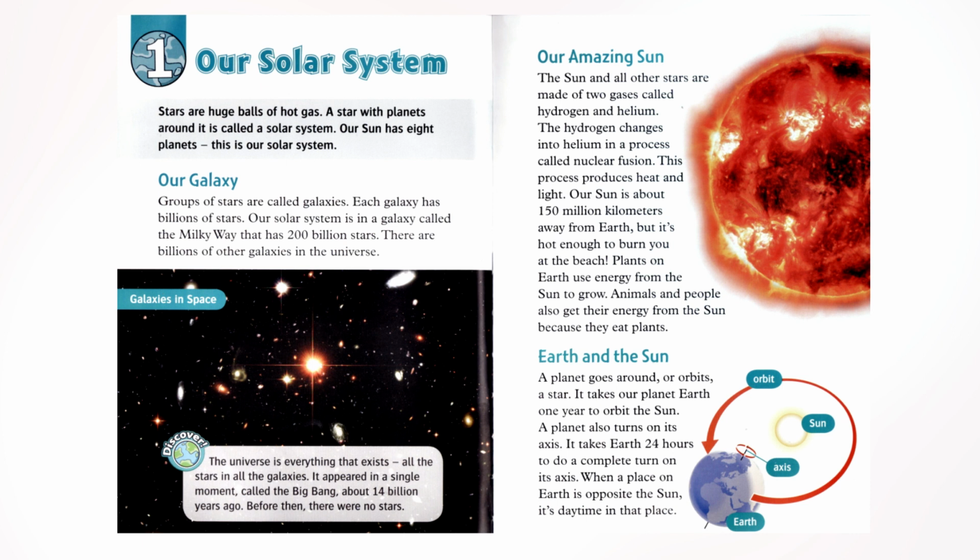Earth and the sun. A planet goes around, or orbits, a star. It takes our planet Earth 1 year to orbit the sun. A planet also turns on its axis. It takes Earth 24 hours to do a complete turn on its axis. When a place on Earth is opposite the sun, it's daytime in that place.